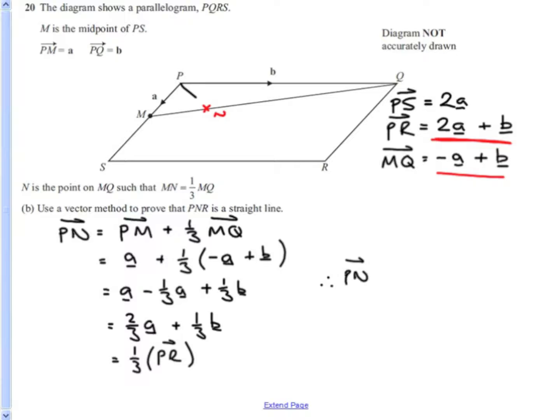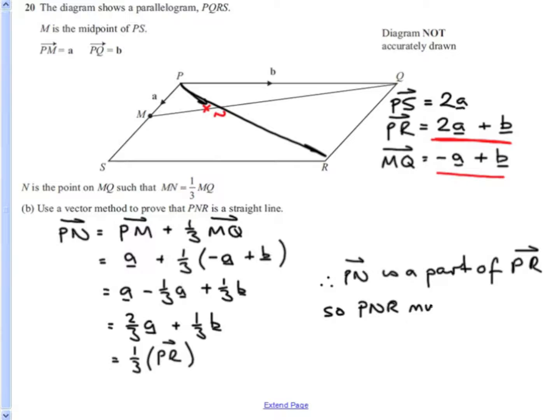So if PN is a part of PR, and we know from our working that it's 1/3 of it, if PN is a part of PR, then P through N to R must be a straight line.